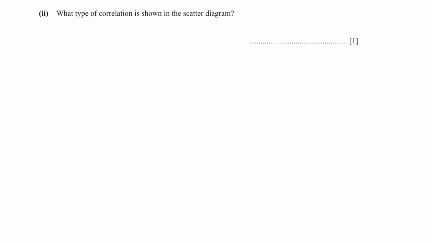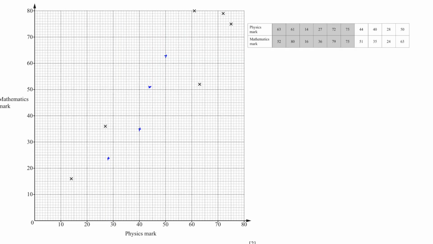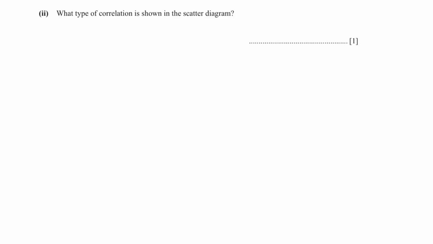Next question. What type of correlation is shown in the scatter diagram? As you can see that as the physics mark increases, the maths mark also increases. So the correlation is positive.